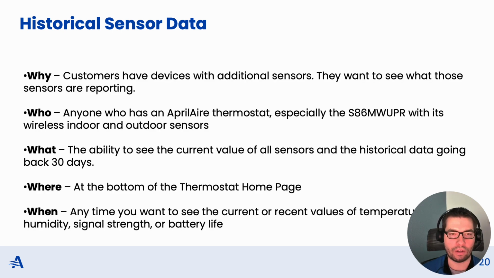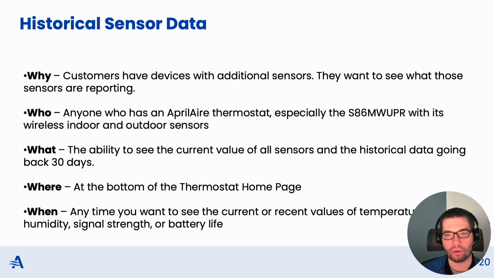Customers have a lot of devices with additional sensors, and they want to see the information from their sensors. This is something that we haven't had in the app. We've only had the ability to set the sensor in the scheduling page, to choose which one to control at that period of time in the schedule.